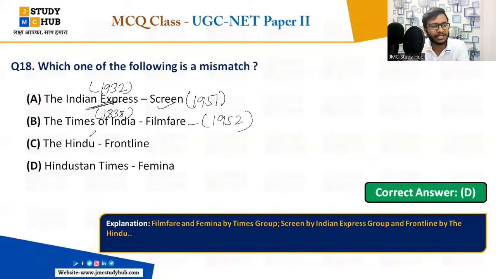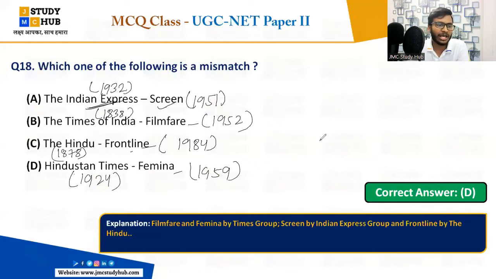The Hindu, basically that is 1878, and here the Frontline, that is a very popular political magazine, is 1984. Hindustan Times is 1924, and here Femina is 1959. Okay, chaliye, ye cheeze aap dhyan rakhenge.